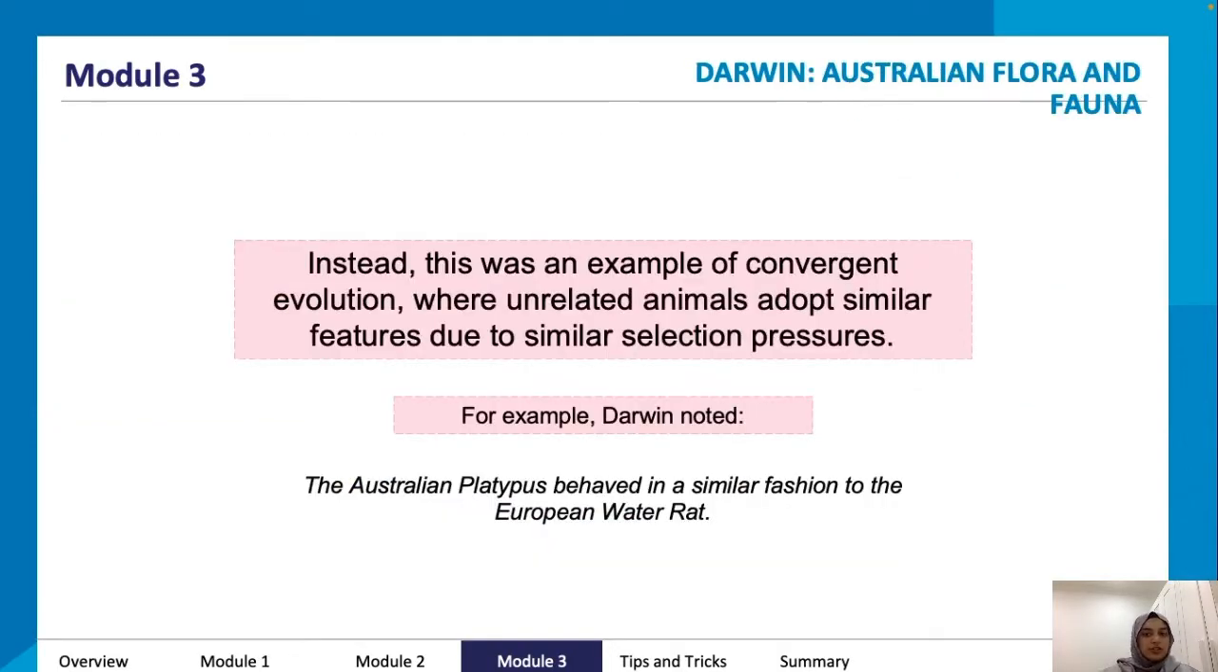So, Darwin, Australian flora and fauna. This was an example of convergent evolution, where unrelated animals adopt similar features due to similar selection pressures. For example, Darwin noted that the Australian platypus behaved in a similar fashion to the European water rat.